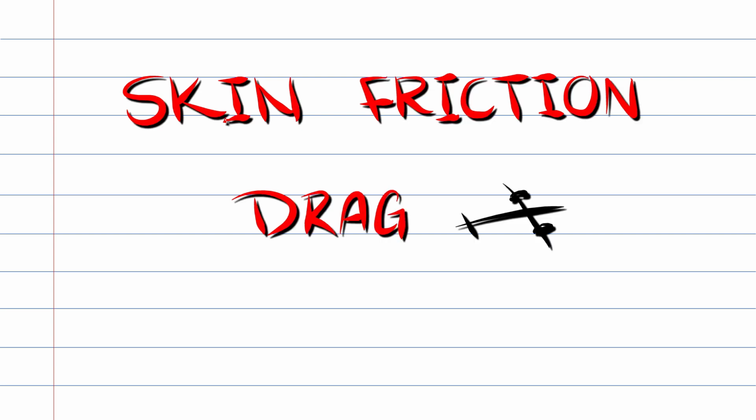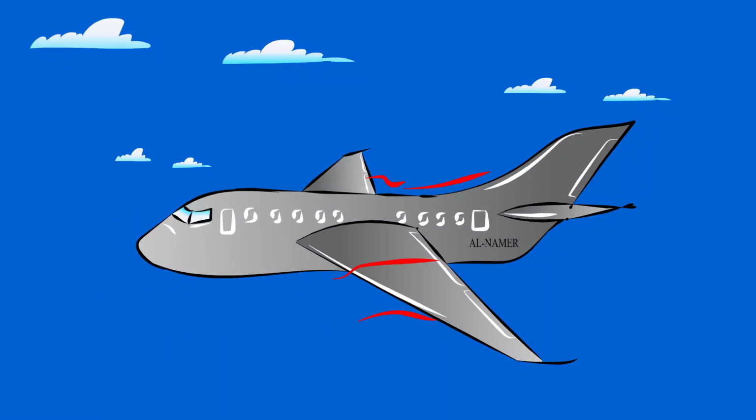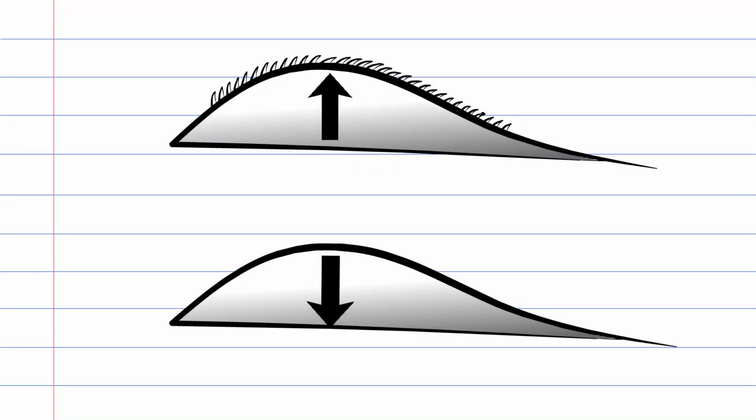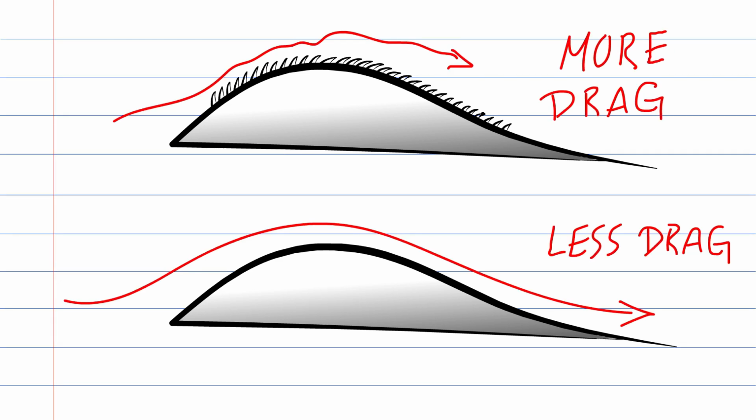Let's do it. First is skin friction drag. This type of drag is produced as a result of the friction between the air and the aircraft surface. As we see here, the air, which I have in red, comes into contact with the aircraft surface, and that causes friction, of course. And the smoother the surface, the less friction there is, which means less drag. Less friction means less drag.